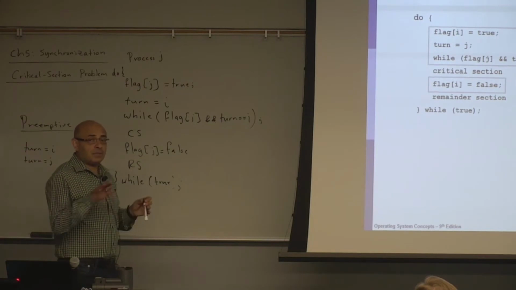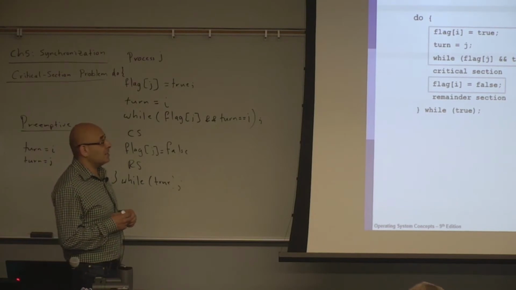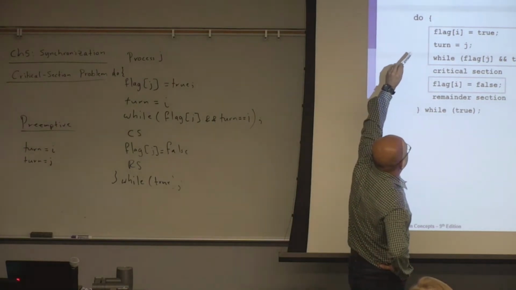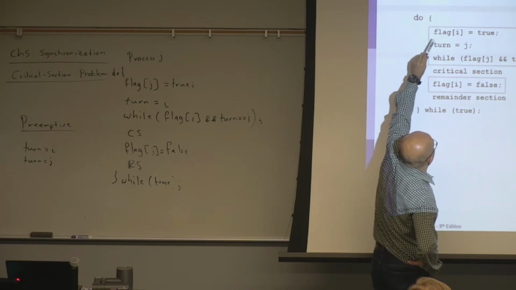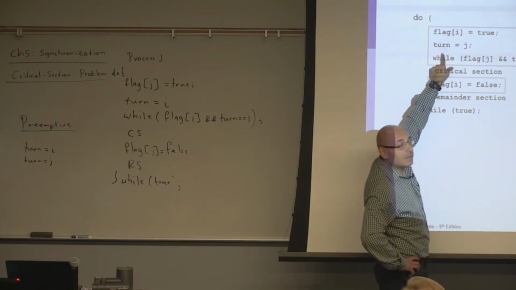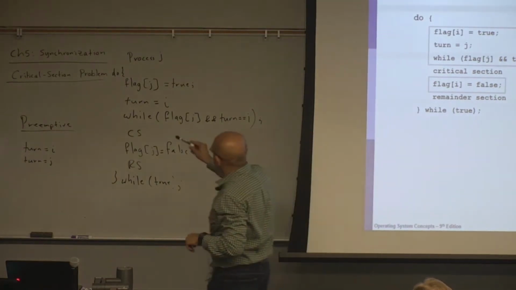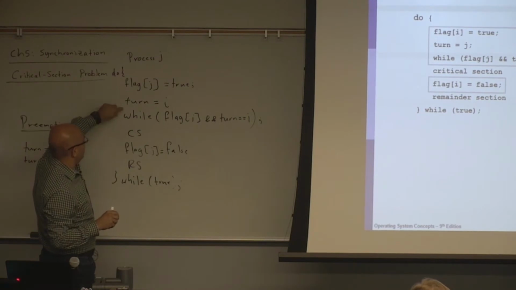Now, what if both happen to be in their entry section at the same time? So what if process I executes the lines flag of I equals true, turn equals J, and then process I gets interrupted here. Now, if process I gets interrupted here and process J executes this, so now process J is going to set flag of J to true, then it's going to set turn to I.